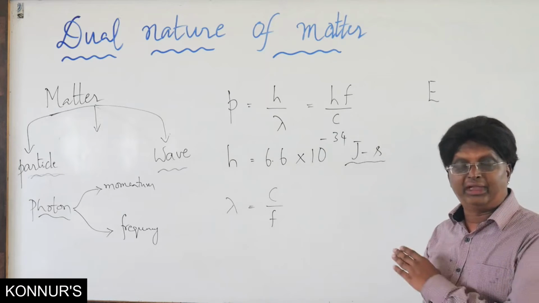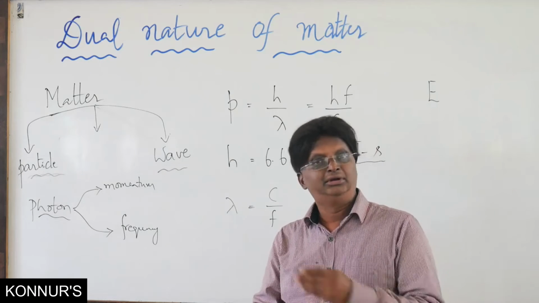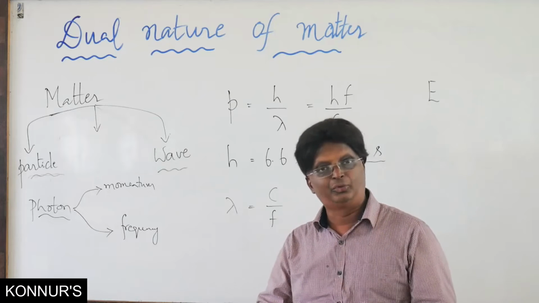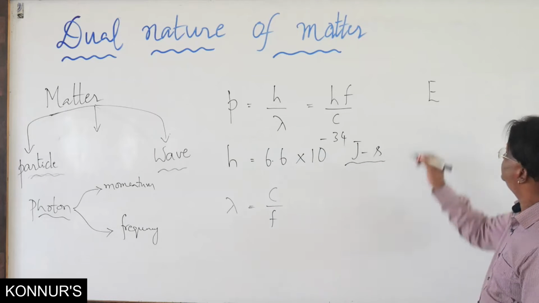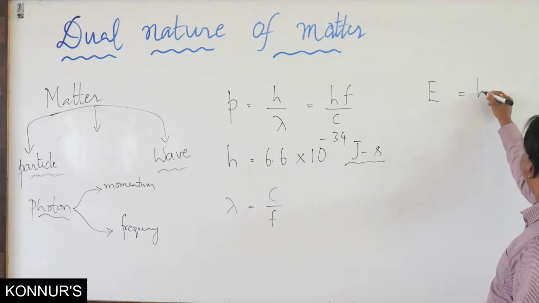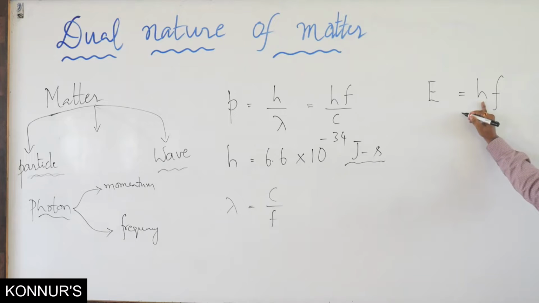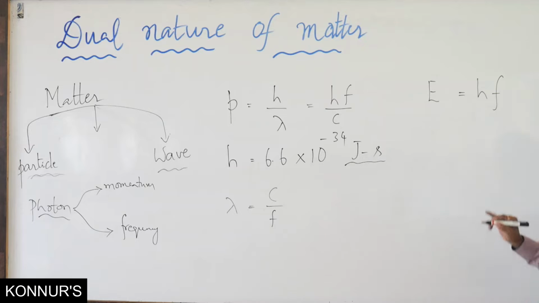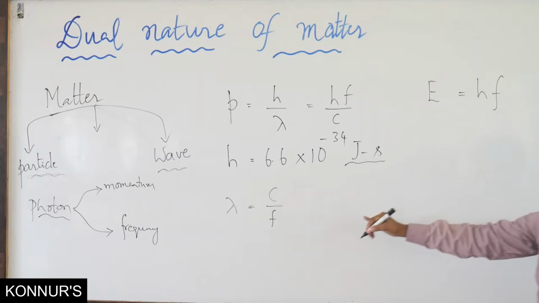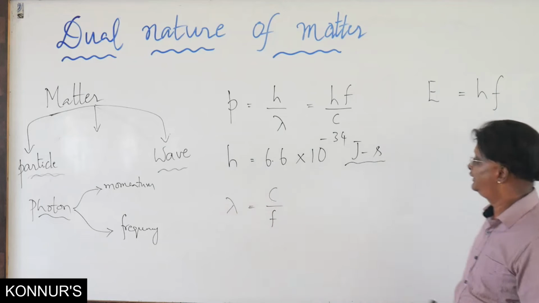Next comes the energy of a photon, the basis for the entire unit in our second year part 2, dual nature of photons. The biggest formula is E is equal to h times f. Again the same Planck's constant, and f the frequency of photon, given by f equal to c by lambda.